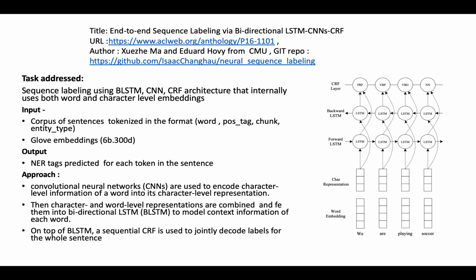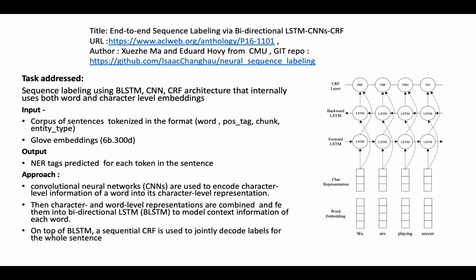The task addressed in this paper is basically sequence labeling tasks such as NER, POS tagging, chunking, etc., using an architecture comprising a bi-LSTM, CNN, and CRF that internally uses both word and character level embeddings. The uniqueness of this paper is that it does not require any feature engineering or data pre-processing, and hence can be used for a wide range of sequence labeling tasks.